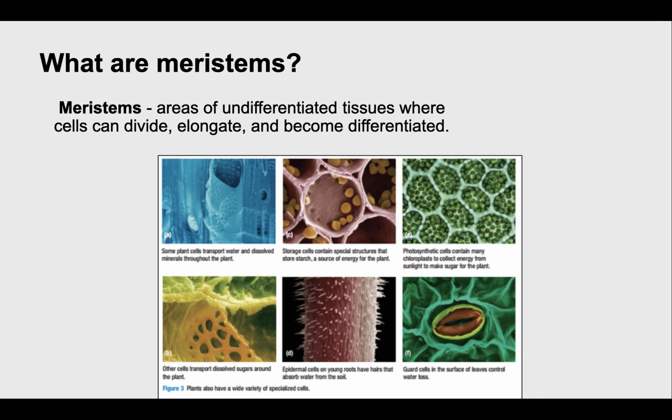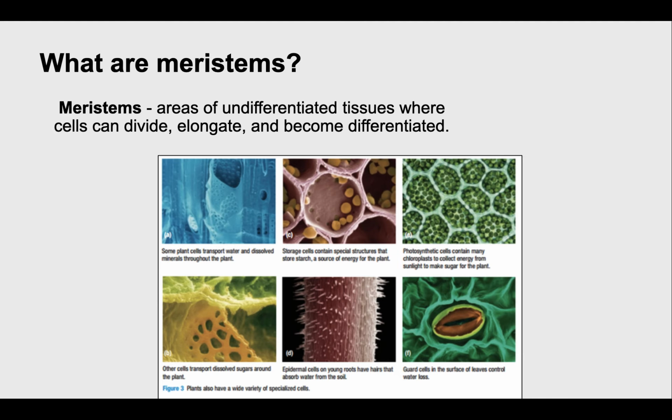Meristems are areas of undifferentiated tissue, meaning the cells in that tissue do not have a specific function yet. Where the cells basically divide, elongate, and then become differentiated. They start to have that specific function. So they're an area where we have a lot of mitosis, a lot of reproduction happening. We're constantly creating new cells in this area. These cells don't have a specific function yet, but they will eventually turn into a specific cell type.